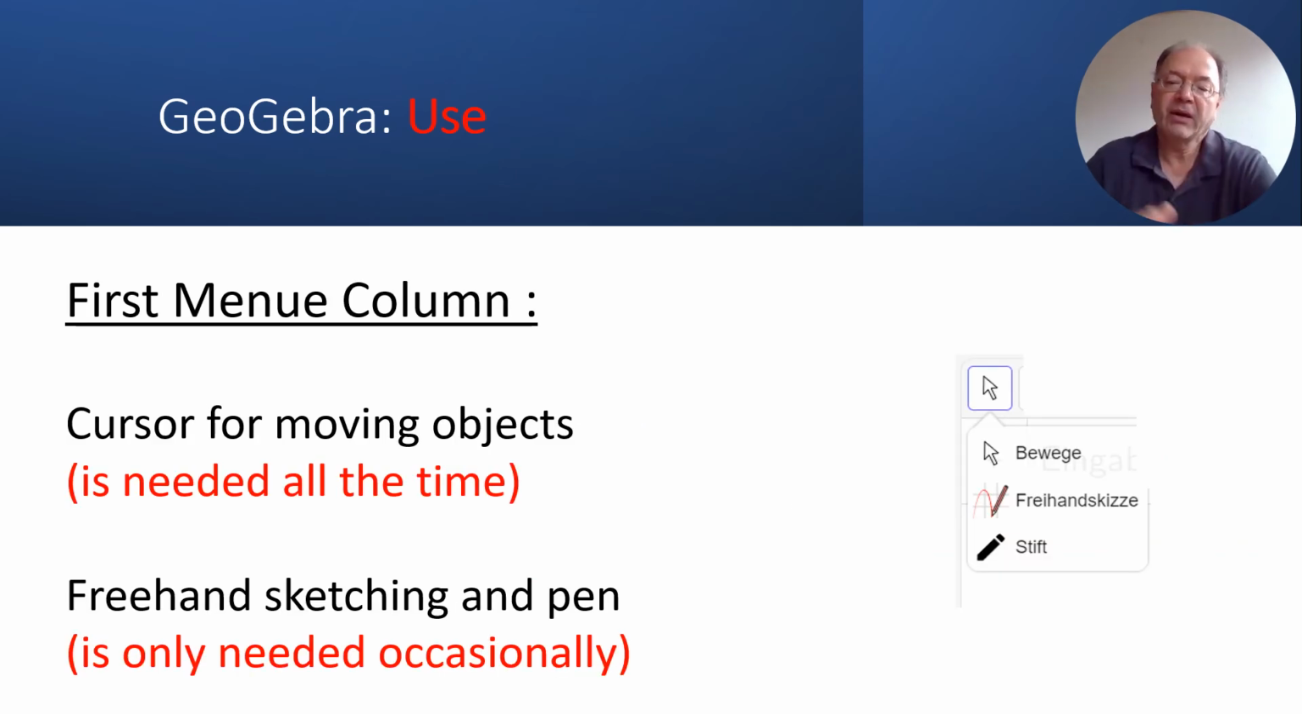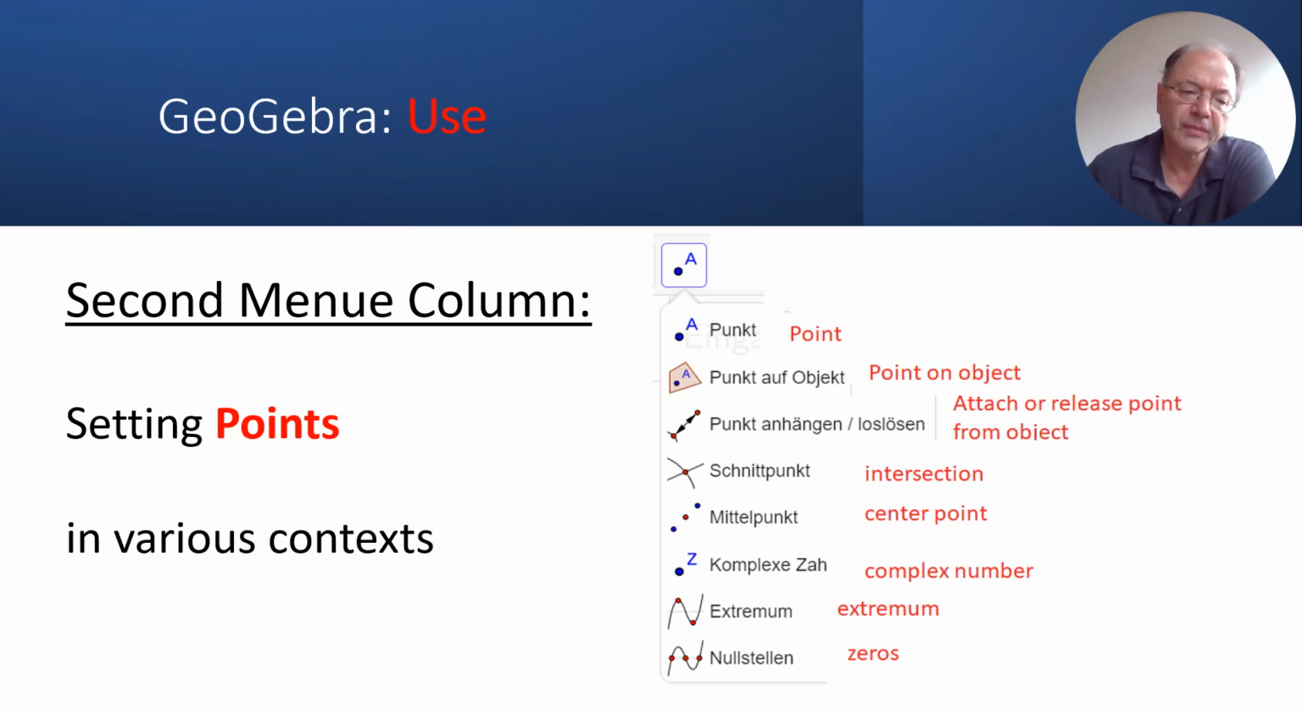Okay, I will now explain the menu. The first menu column is the cursor for moving objects, which is needed all the time. That is this small arrow that is needed all the time. Freehand sketching and pen is only needed occasionally.